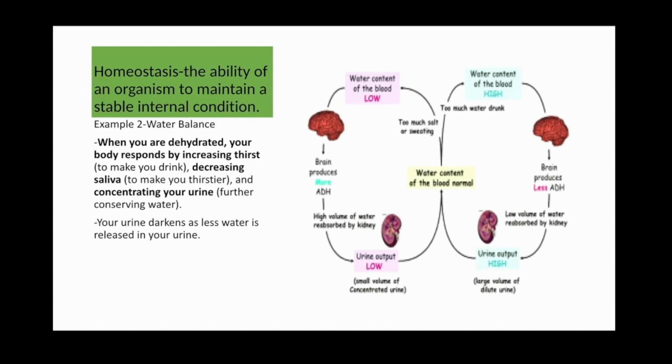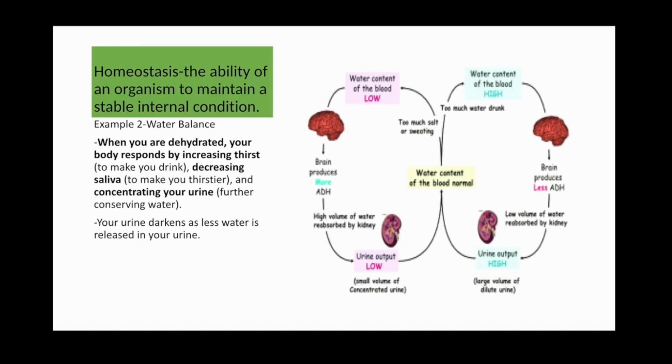Think about water balance. We want to maintain homeostasis with water and all of our electrolytes. So if you start to get dehydrated, your body responds by increasing thirst. That way you will go drink water to bring that water back into balance with your body. It might decrease saliva. That would make you thirstier and also conserve water. And it may concentrate your urine, which would also conserve water.